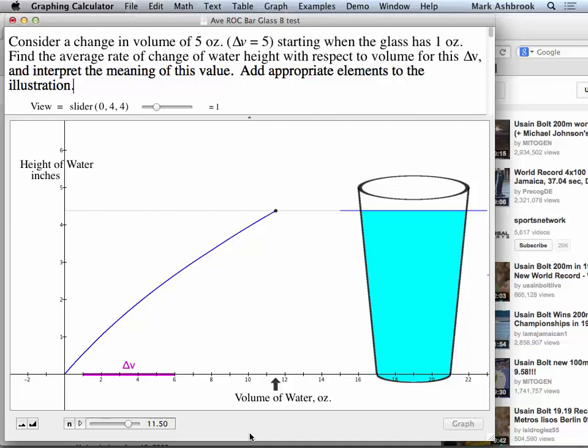Do we have a value? What do we get for this particular average rate of change? 0.4234 inches per ounce.